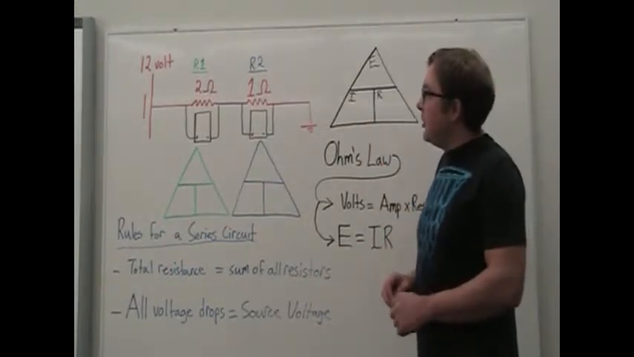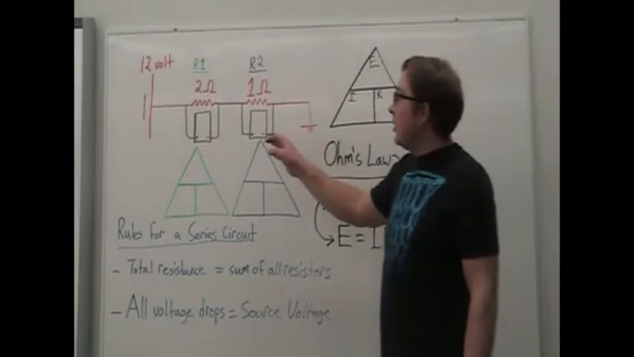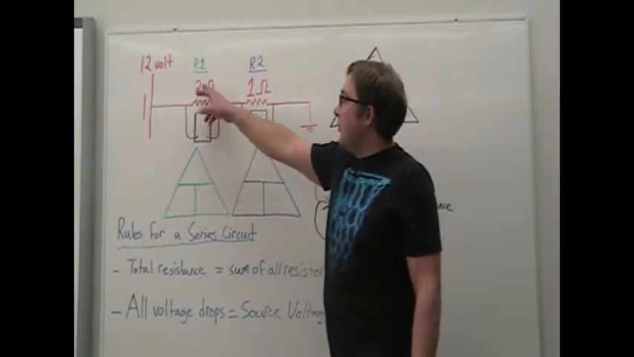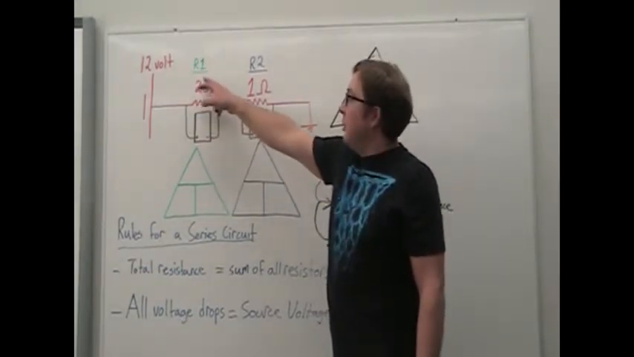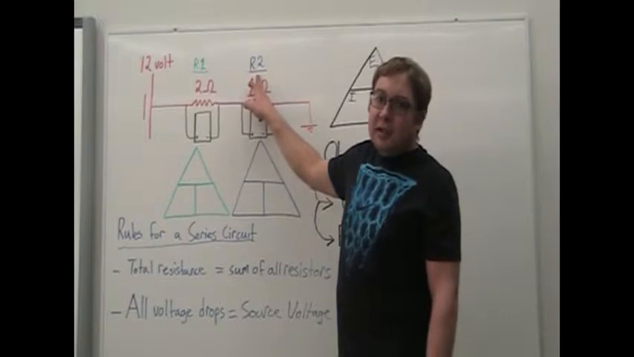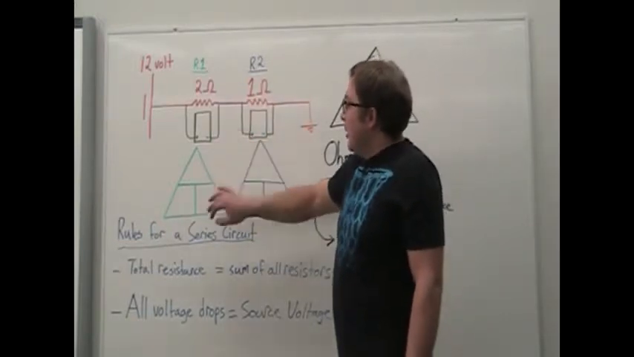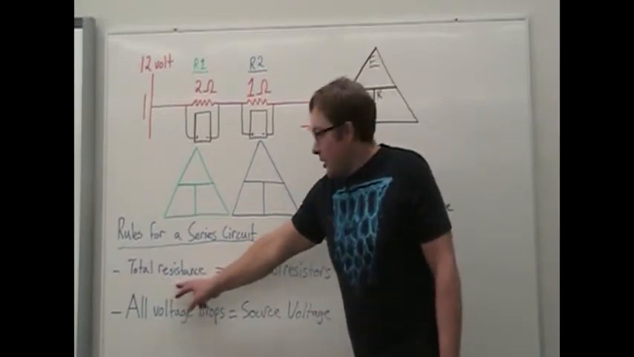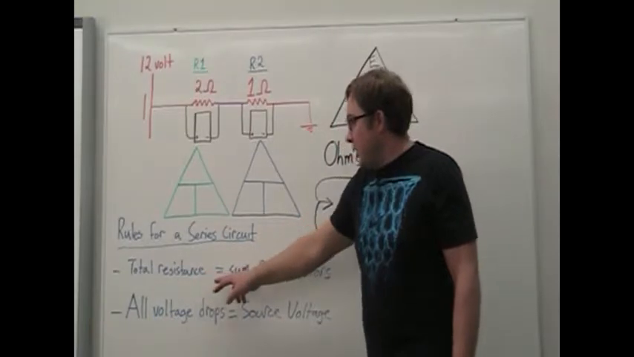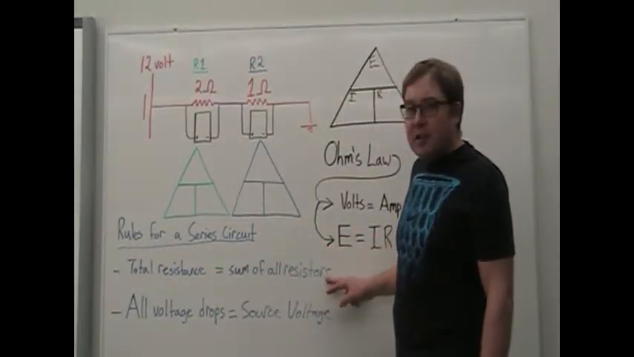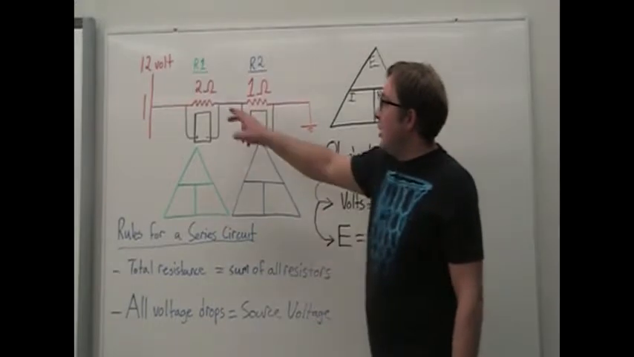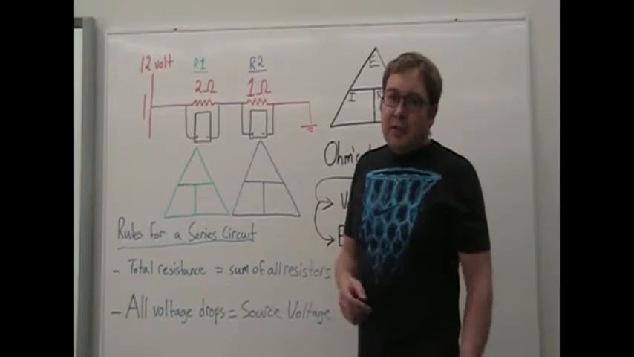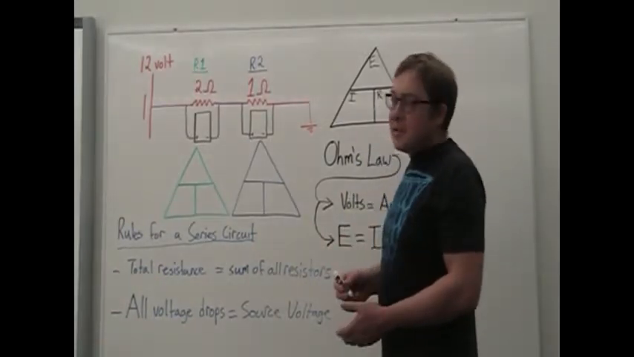Okay, so what I've done here is I've drawn just a very simple series circuit. I have a 12 volt battery, a couple of resistors that I've labeled resistor 1 in green here and resistor 2 in blue. Okay. So one of our first rules for a series circuit is that total resistance equals the sum of all resistors. So that's quite easy in this circuit here. We have a 2 ohm resistor and a 1 ohm resistor. Add them up, that's going to give us 3 ohms of resistance.